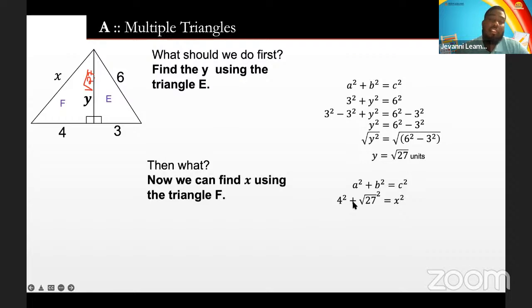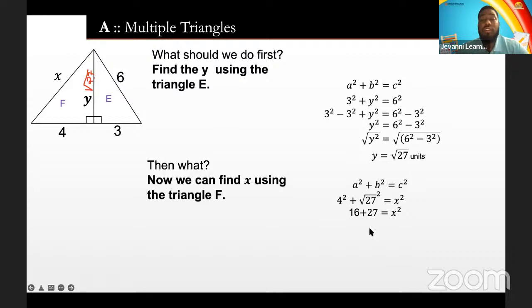So now we get 4 squared added to the square root of 27 all squared, and that's equal to x squared. X is now our hypotenuse. Instead of having c, we have our hypotenuse that we need to find, which is indeed x.